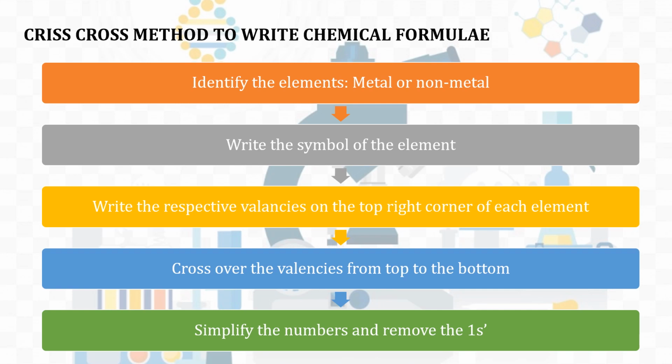Now let's learn the crisscross method to write chemical formula. First step is to identify the elements, metal or non-metal. Second step is to write the symbol of the element. Third step is to write the respective valencies on the top right corner of each element. Fourth step is to cross over the valencies from top to the bottom. And the final step is to simplify the numbers and remove the ones.